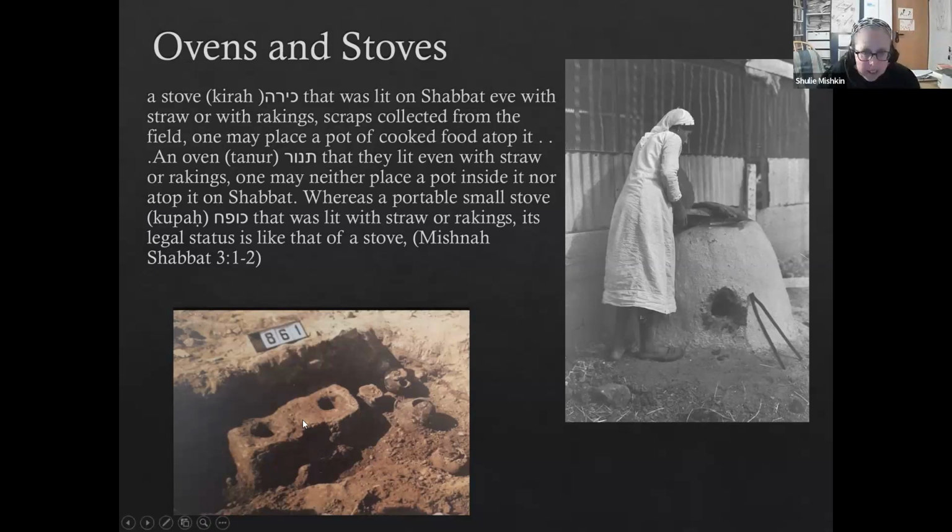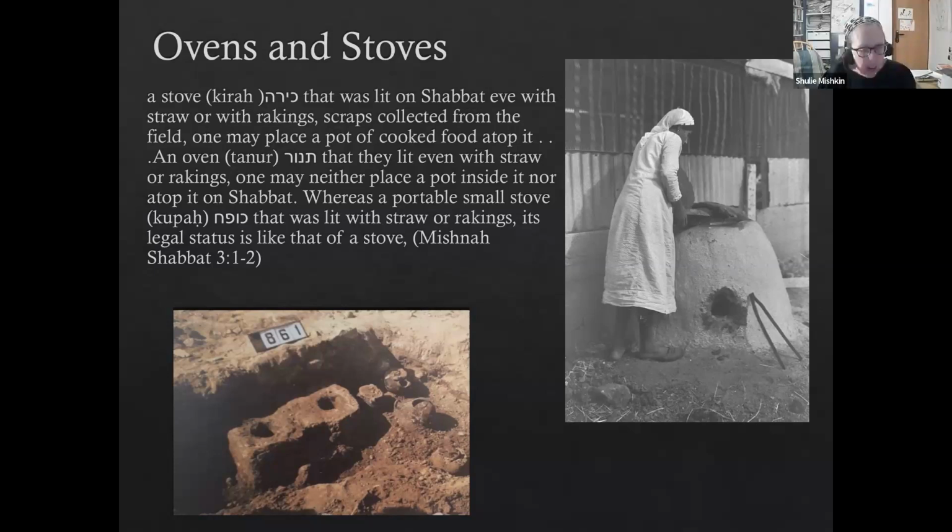A kupach is the same thing as a kira, but it's much smaller. It's usually only one pot. You can carry it from place to place. What's the fuel that you use in all of these things? So you use whatever you can find, right? And that's what we get a sense of from this Mishnah. It could be straw, it could be twigs, it could be dung, okay? It could be gefet. What's gefet?